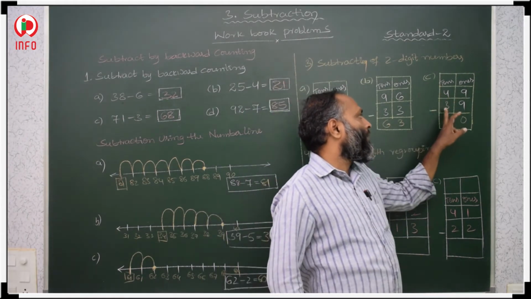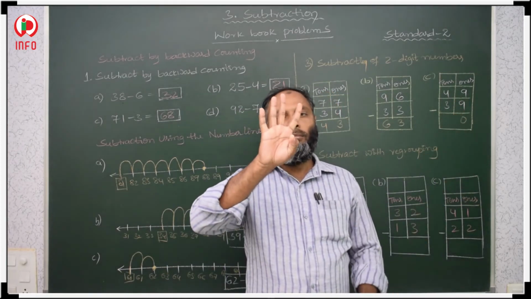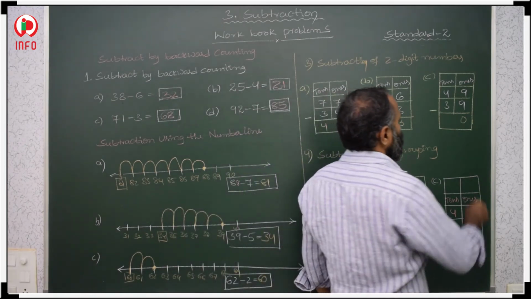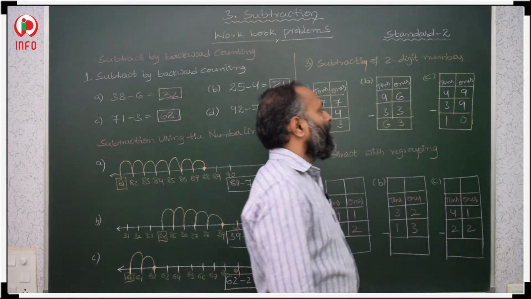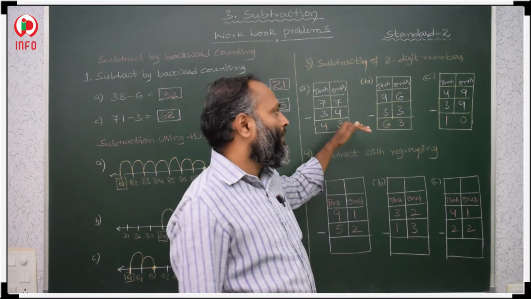Then 4 and 3. In the tens place, 4 is there and 3 is there. 4 minus 3. How much is left? 1 is left. 4 minus 3 is 1. So this is a subtraction without regrouping.